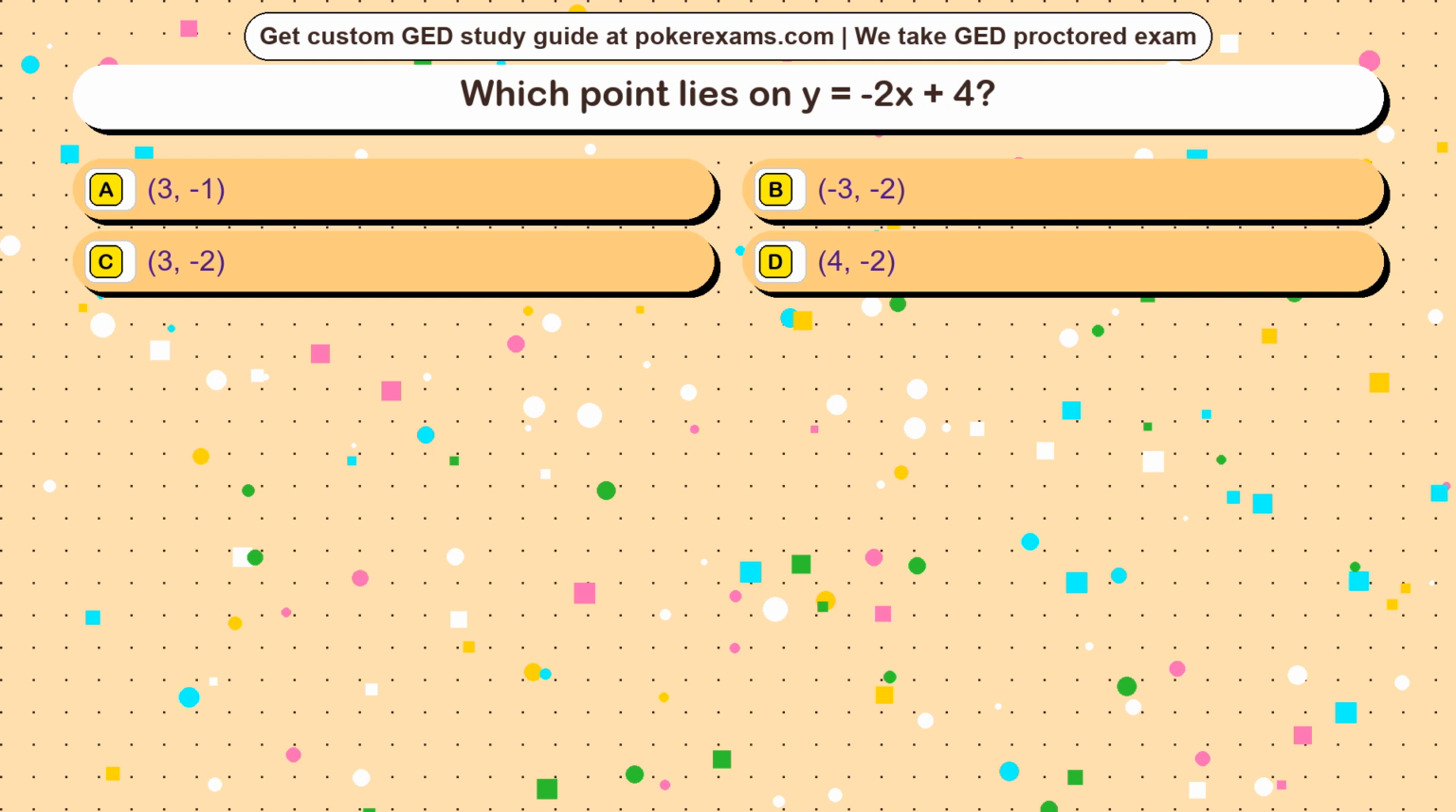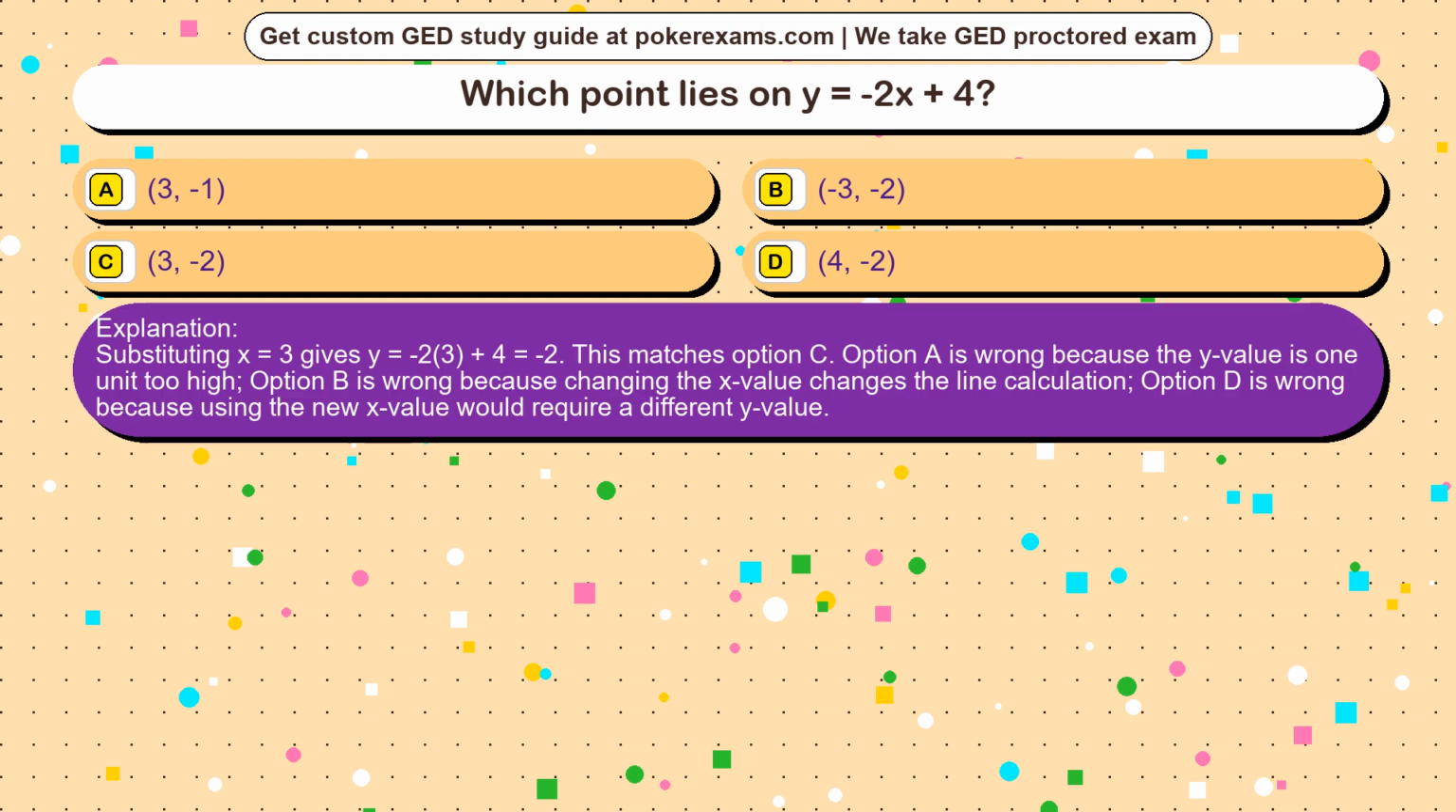The correct answer is option. Substituting x equals 3 gives y equals negative 2 times 3 plus 4 equals negative 2. This matches option C. Option A is wrong because the y value is 1 unit too high. Option B is wrong because changing the x value changes the line calculation. Option D is wrong because using the new x value would require a different y value.